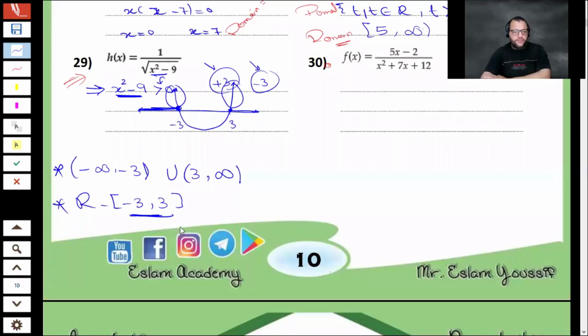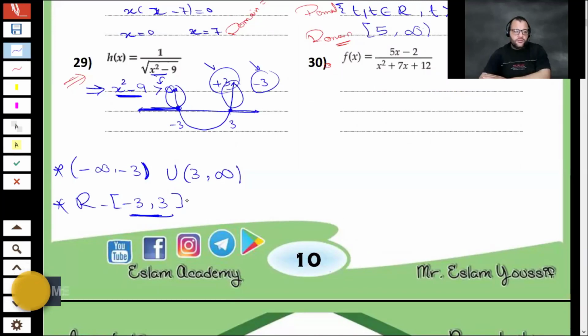Do you get the idea for this one? You closed it because it was not included, right? With the second one, I said I need all of the numbers except starting from negative 3 and ending at 3. It means don't take negative 3 and don't take 3. So I need the exception to be included in the solution. So I close negative 3 and positive 3. Okay, you understand the idea for this one?